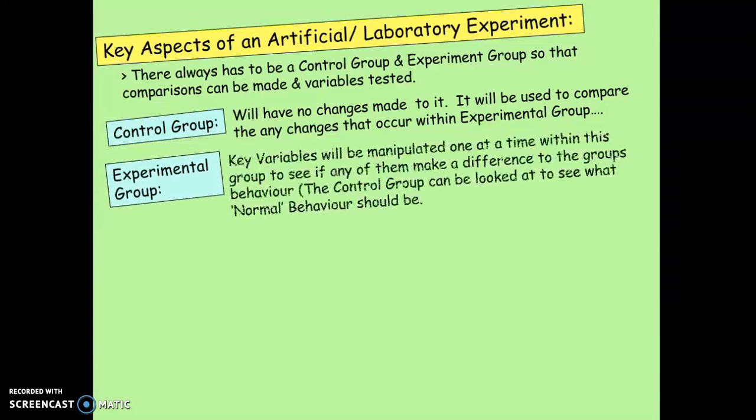In the experimental group, key variables will be manipulated one at a time within this group to see if any of them make a difference to the group's behavior. The control group can be looked at to see what normal behavior should be.